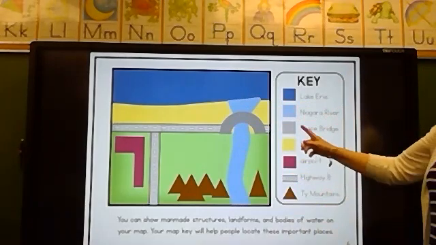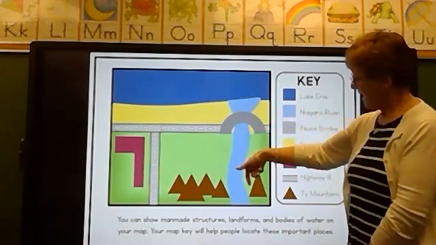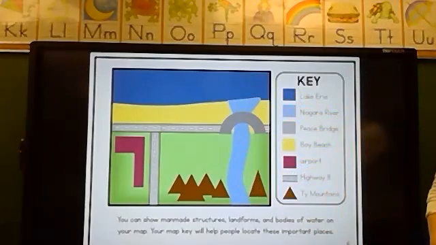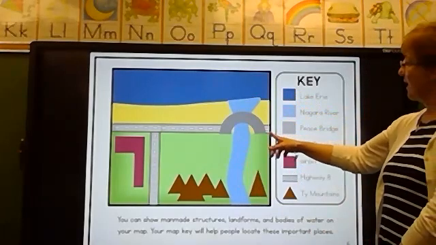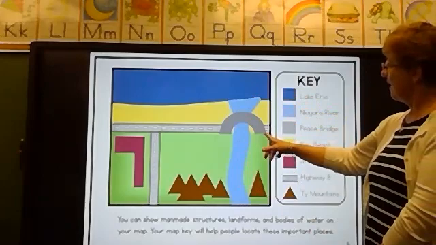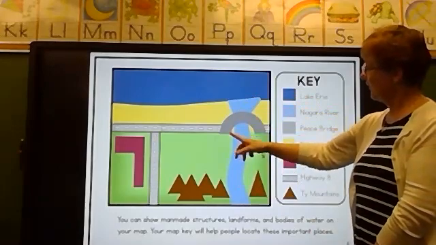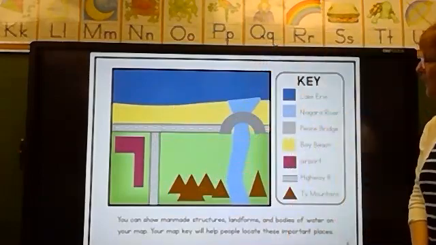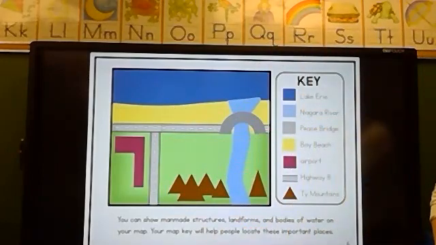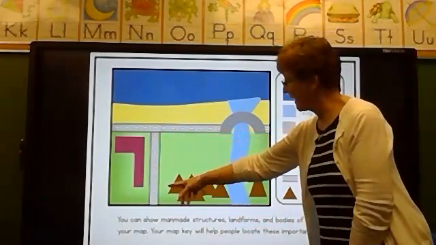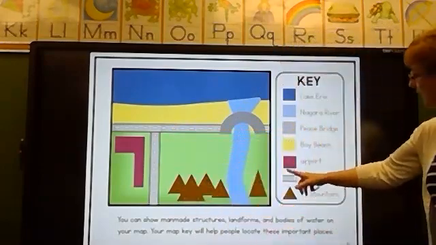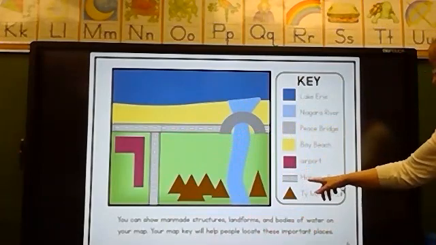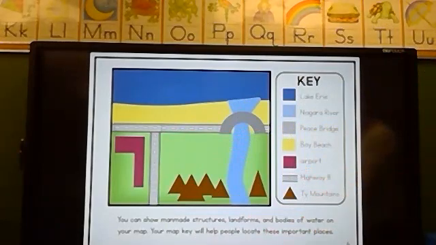Because remember, a bridge can help us get over bodies of water, okay? It can also help us get from one side of a road to another side. And remember, I told you this was a man-made structure. I wonder what that man-made structure is. And the way I can find out is to look here and to go over here and look for that on my map key. And what is that? That's right, it's Highway 8, okay?